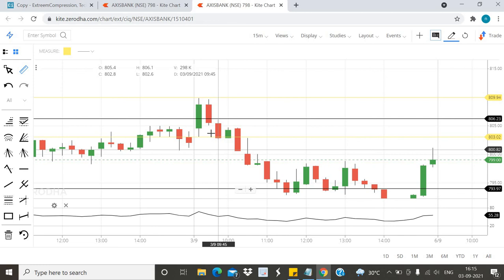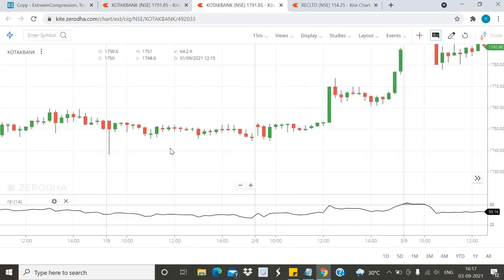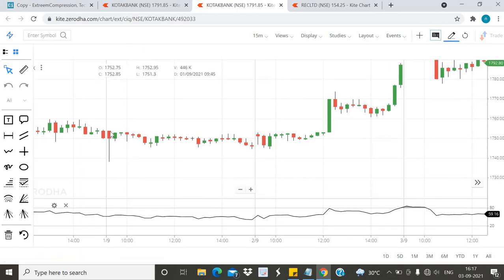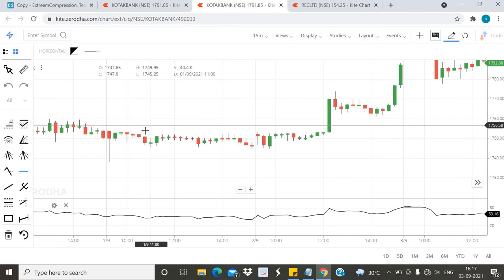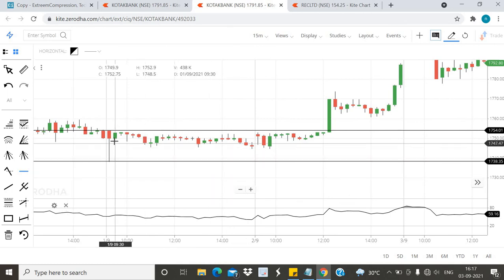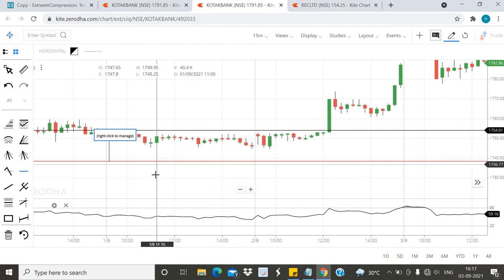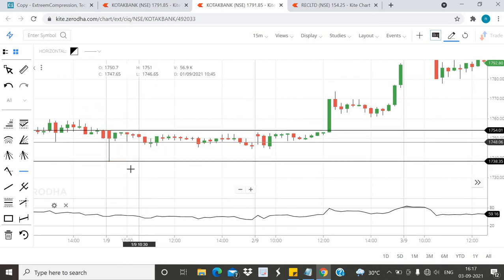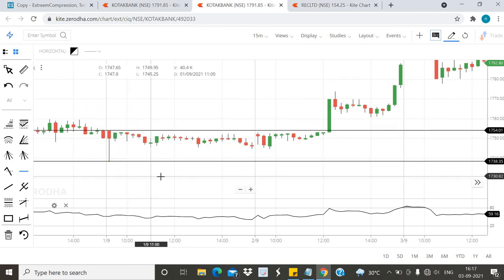I'll show you another example. Now we'll consider another example, which is Kotak Bank. In this, our trading day was 2nd. So on the previous day, we need to mark the high and low of the first 15 minutes candle. So this is the high and this is the low, and we need to check that no other candle should be closed above or below the high and low accordingly. So our first condition is satisfied.